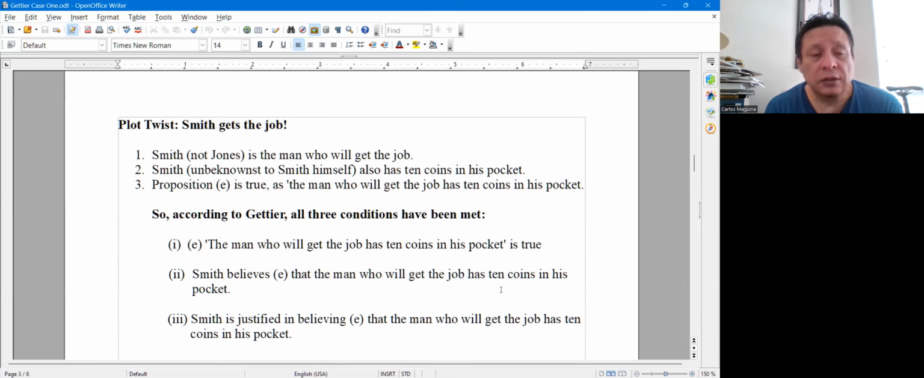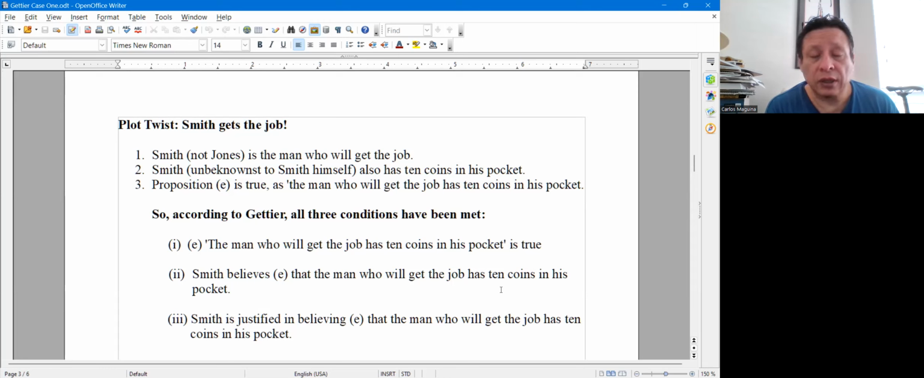And given 1 and 2, the proposition E, the man who will get the job has 10 coins, is true. Okay, so this is where we're at. According to Gettier, he thinks that all three conditions have been met. He thinks that he's set up an example of somebody having a justified true belief, right?